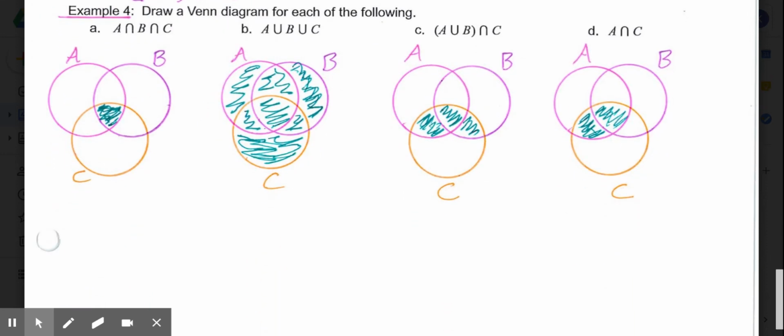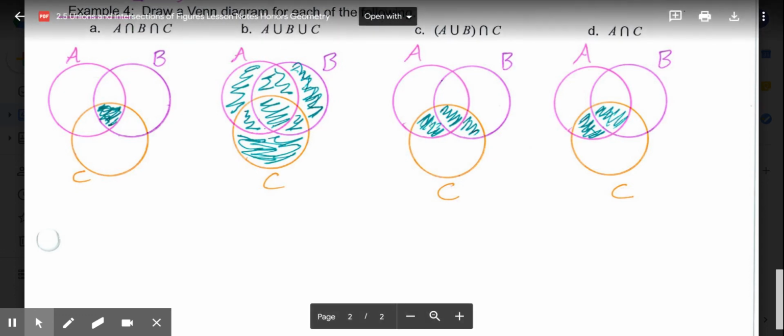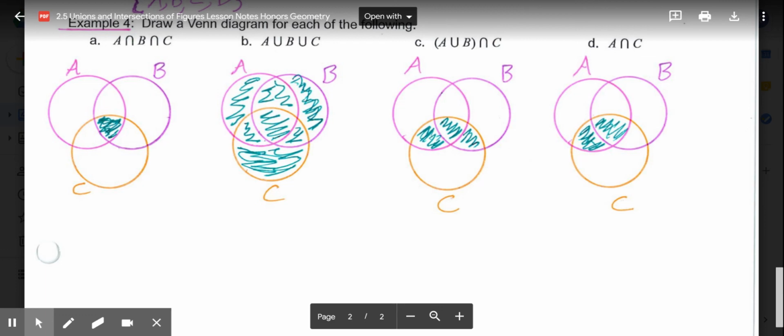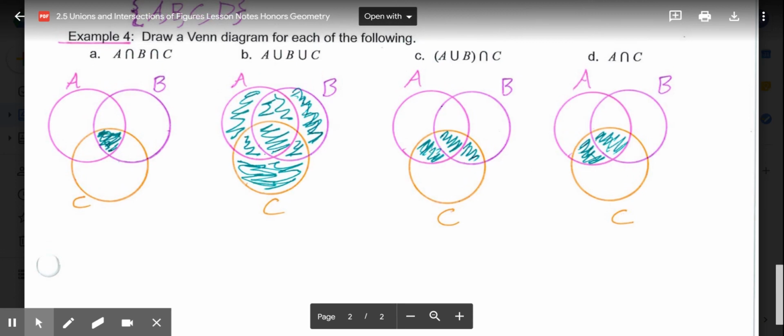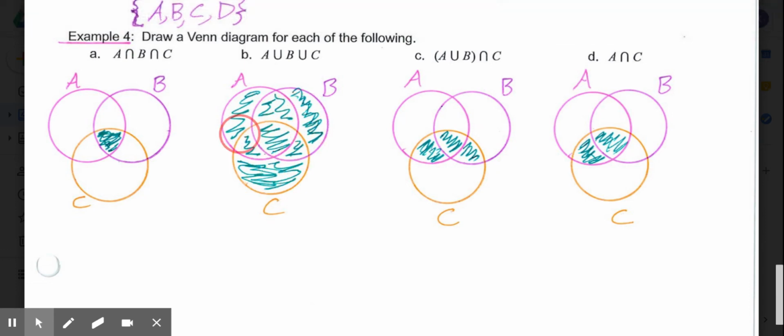Then example 4. Example 4 is asking us to draw different Venn diagrams for each of the following situations. In part A, we have the intersection of sets A, B, and C, so A intersect B intersect C. What is in A, B, and C would only be this little section here where all three overlap. In part B, it's A union B union C. We're wondering what the union of these three circles is. That would be all the points in each of the three circles, so our entire Venn diagram.